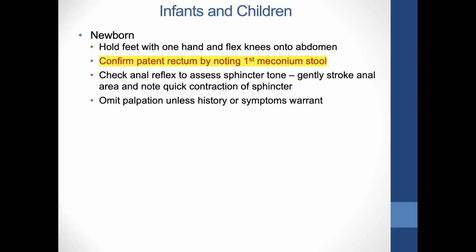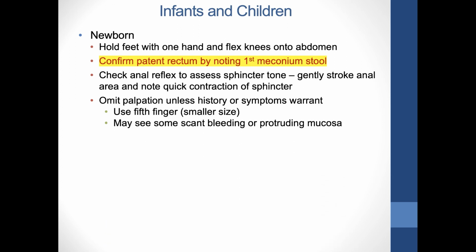This is going to be something that the practitioner is doing, but we definitely need to know all of these procedures because we're going to assist with them and definitely educate our patients about them. If we do this, we're going to use the smallest possible finger, which is our pinky finger, the 5th finger. We may see some scant bleeding or protruding mucosa, which is not necessarily abnormal.